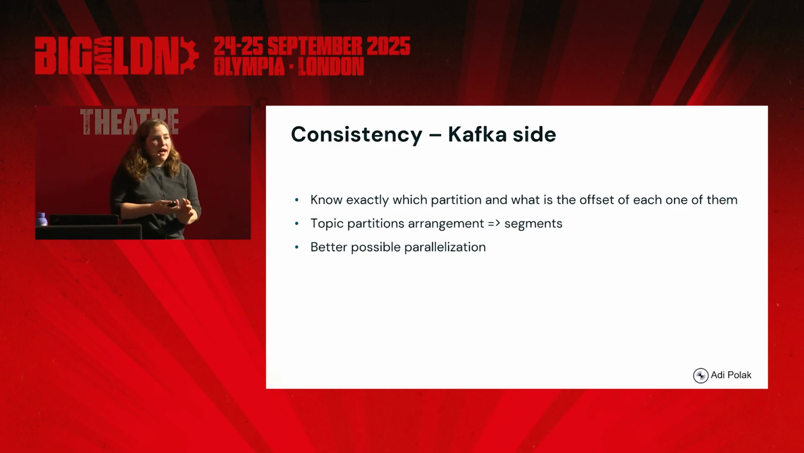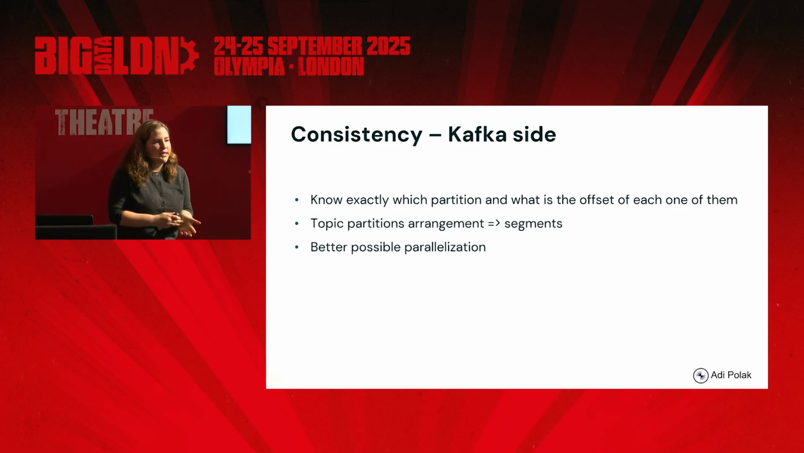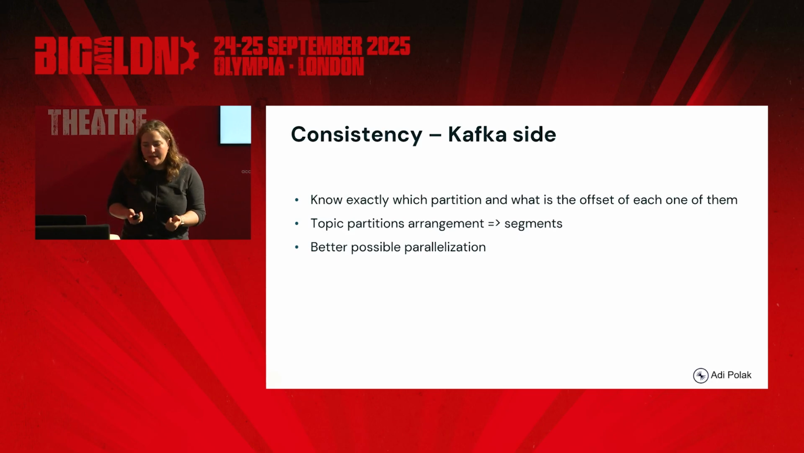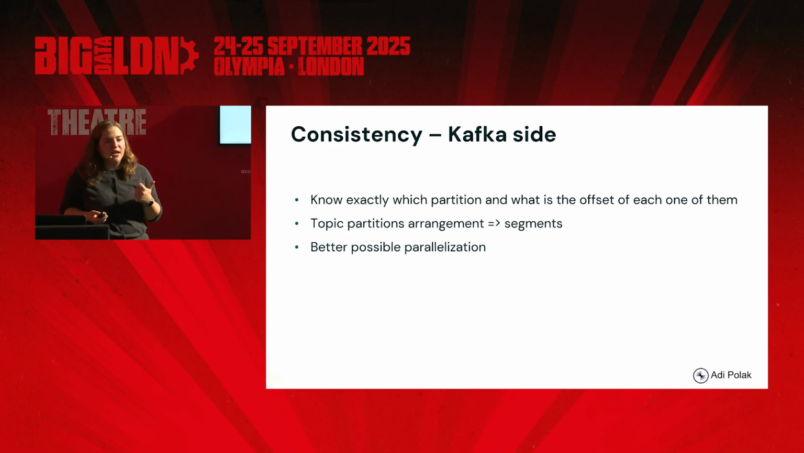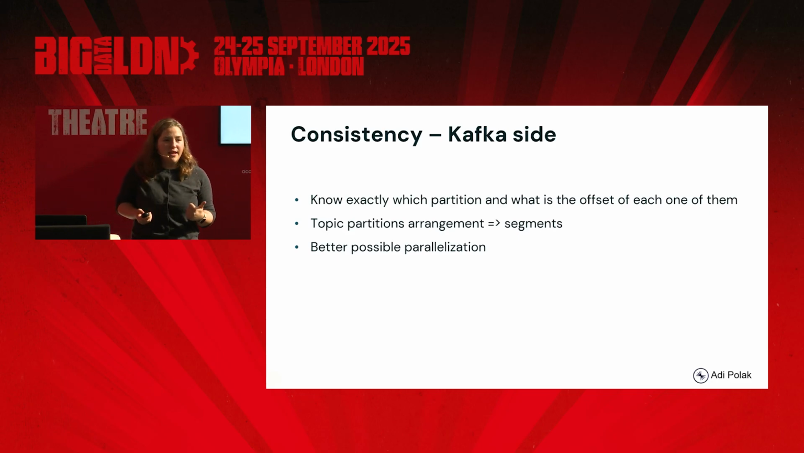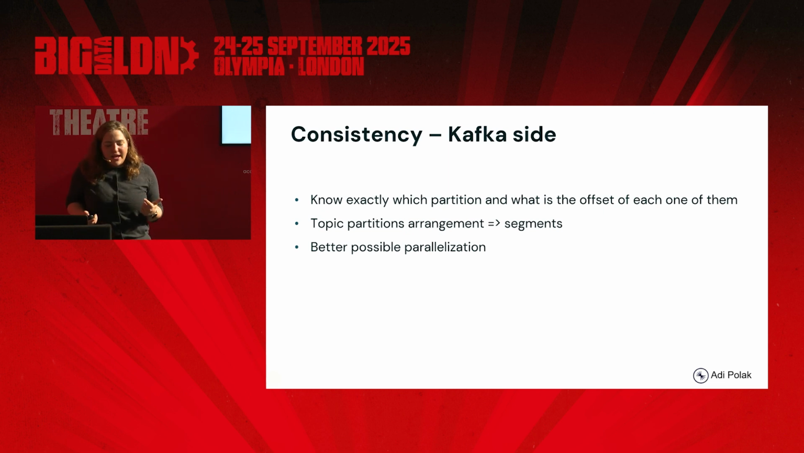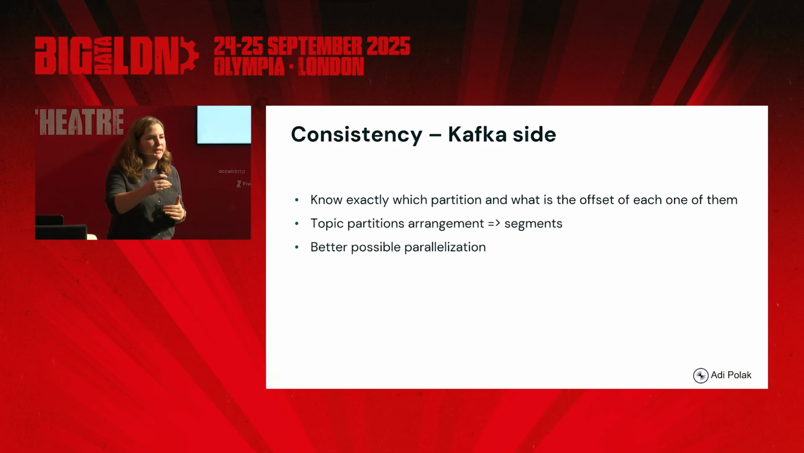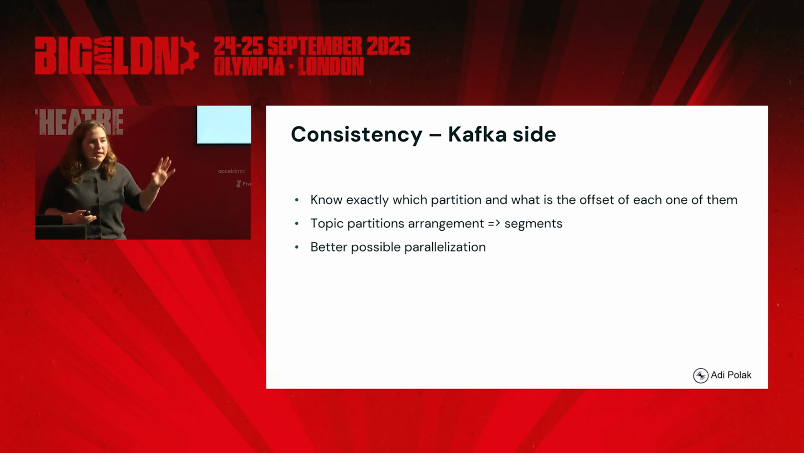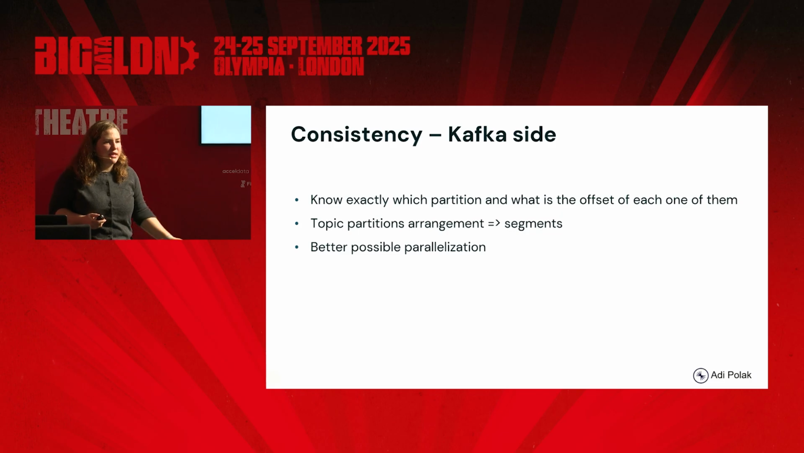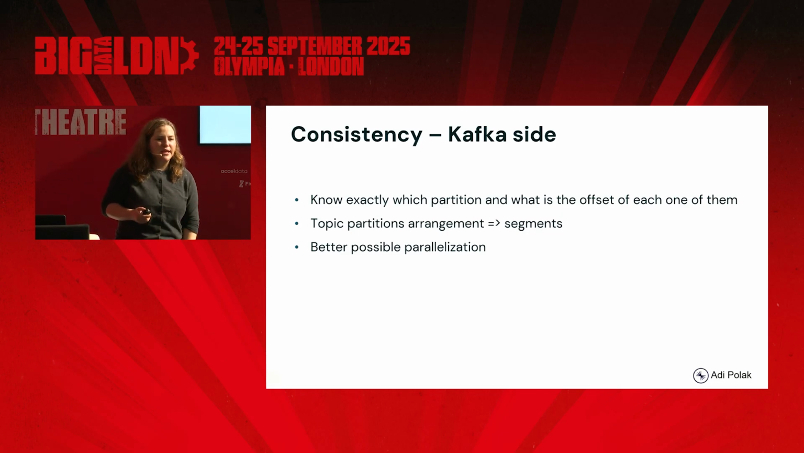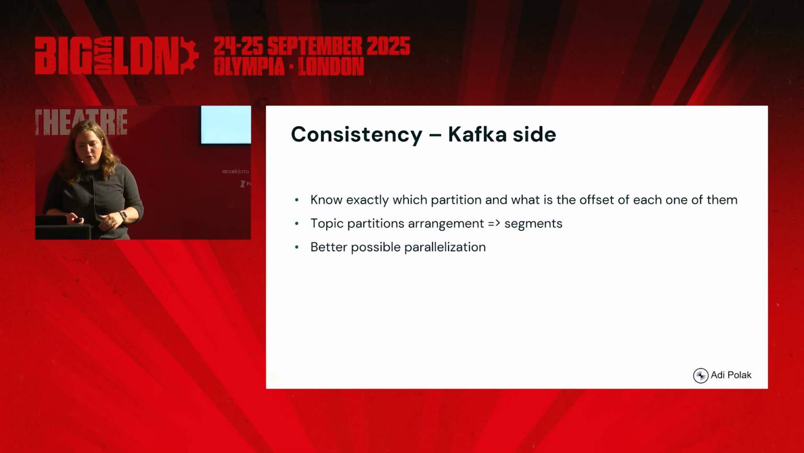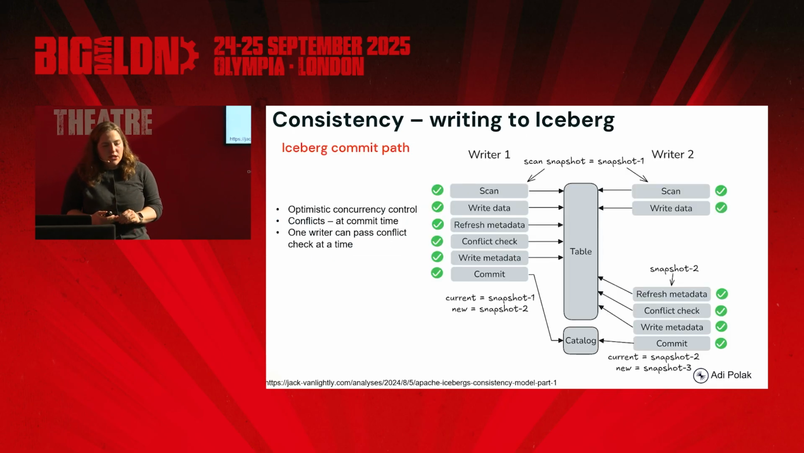Some of the things that Kafka and TableFlow need to know, this is critical information, is exactly which partition and what is the offset that we need to bring the data. Topic partition arrangement, how does it look? There is a mapping between topic partition arrangement to segment. If you look deeper into the Kafka world, you'll see that. And it gives us a better possible serialization because we're passing the URI, we're passing the location, we're not passing that information through Kafka.